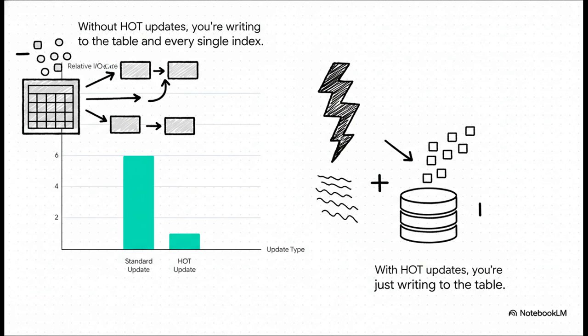Without hot updates, you're writing to your table and every single one of its indexes. With hot updates, you're just writing to the table. That's it. For an update-heavy workload, you could see up to an 80% reduction in I/O. The performance gain is just staggering.